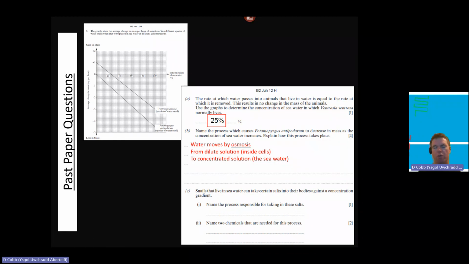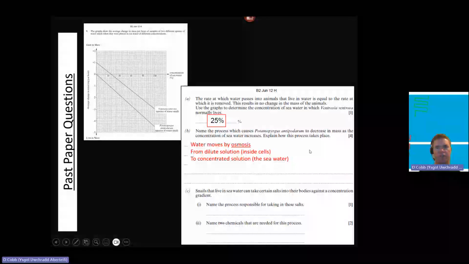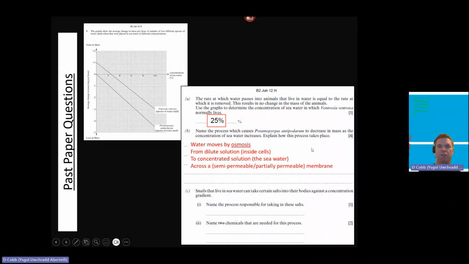So because I know that water goes from dilute to concentrated, that's fixed, I can say the dilute solution must be inside the cells and the concentrated solution is the seawater. And finally, don't forget it, across a partially permeable membrane. If you know your definition, I don't think you will find an easier 4-mark question in your exam. You've got to know that definition and be ready to use it.